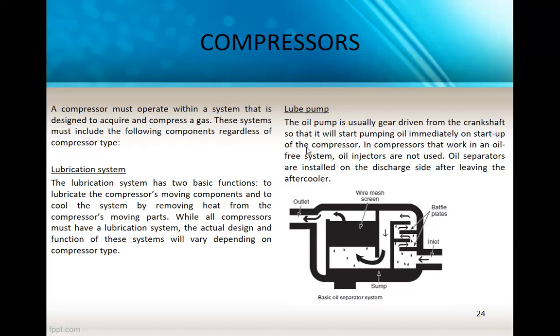A compressor must operate within a system that is designed to acquire and compress a gas. The system must include the following components regardless of compressor type. We have the lubrication system. The lubrication system has two basic functions: to lubricate the compressor's moving components, and to cool the system by removing heat from the compressor's moving parts. While all compressors must have a lubrication system, the actual design and function of the system will vary depending on compressor type.